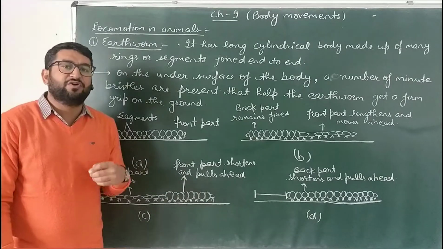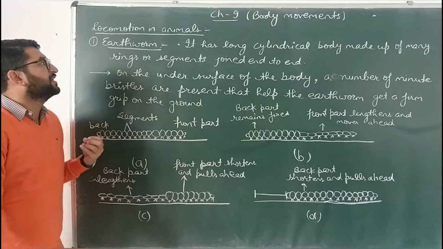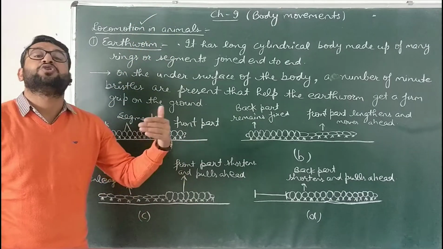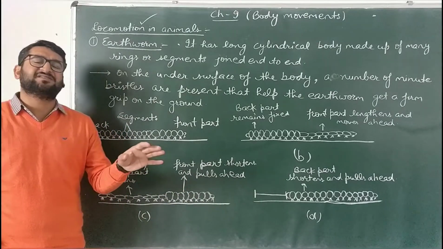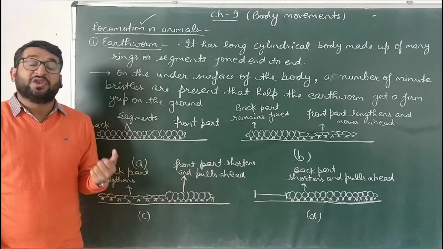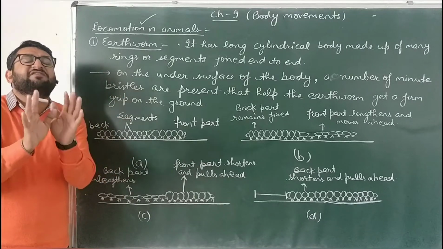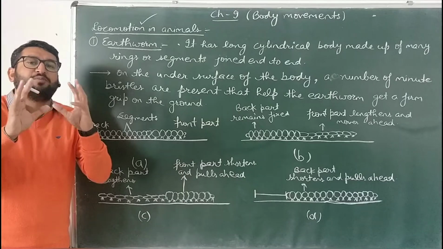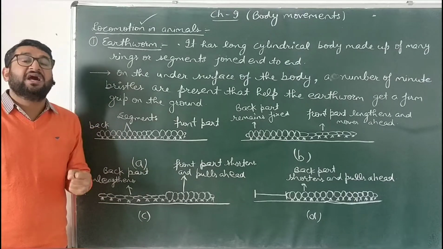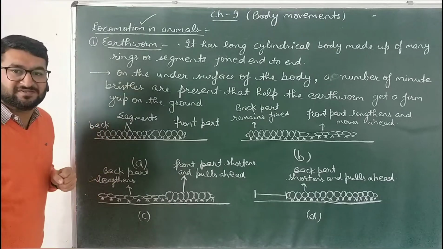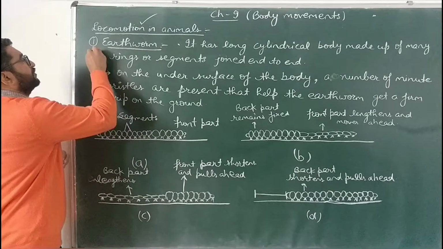Next, in this video or from now onwards, we'll discuss locomotion in other animals. Other means other than humans. About humans we have discussed the joints and the muscular system. Now we'll discuss other kinds of animals which have a different body structure and a different body organization as compared to humans, and how they move. In that, the first organism which we will discuss, which is part of our syllabus, is the earthworm.